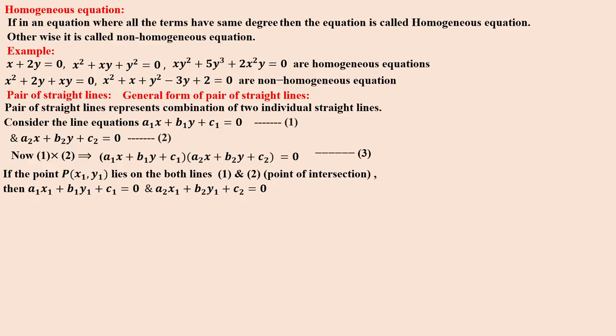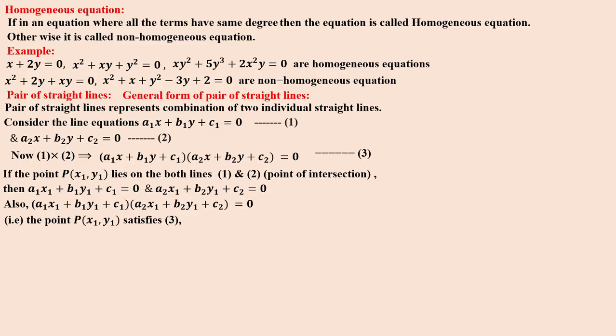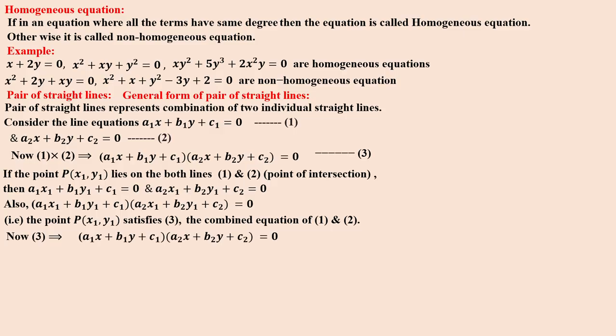So a1 x1 plus b1 y1 plus c1 equal to 0, and a2 x1 plus b2 y1 plus c2 equal to 0. Now multiplying these two, a1 x1 plus b1 y1 plus c1 into a2 x1 plus b2 y1 plus c2, that is also 0. 0 into 0, 0. So the point (x1, y1) satisfies equation 3, that is the combined equation 1 into 2, right? The combined equation of 1 and 2 is given by 3. So a1x plus b1y plus c1 into a2x plus b2y plus c2 equal to 0.